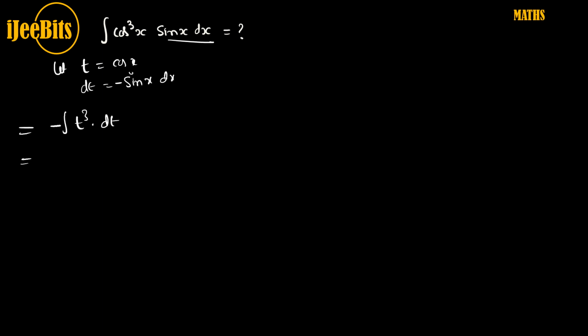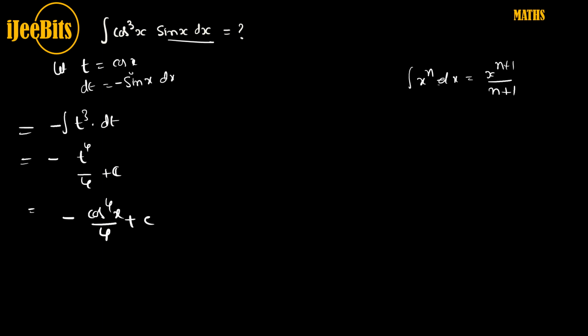This is how you will write it now. We know that the integration of x to the power of n is x to the power of n plus 1 by n plus 1, agree? So minus t to the power of n plus 1, raising by 1, 3 becomes 4, by 4 plus c. What is t? t means cos x, right? So minus cos to the power of 4 x by 4 plus c would be your answer. Clear, no? Good.